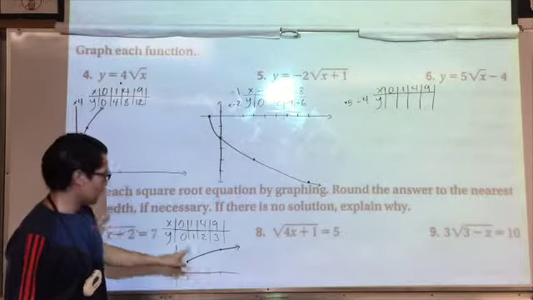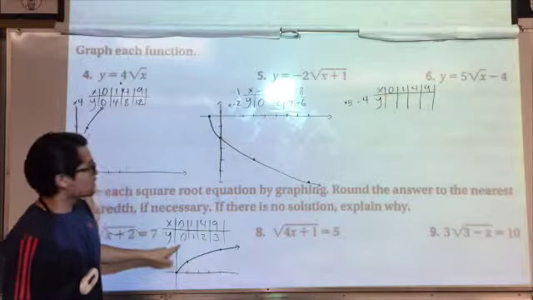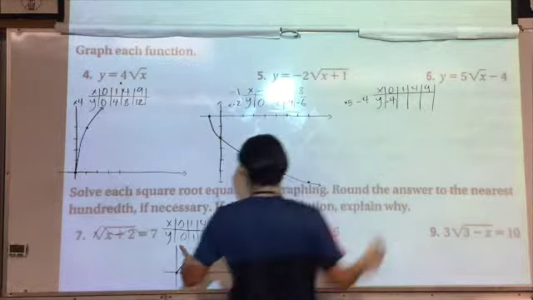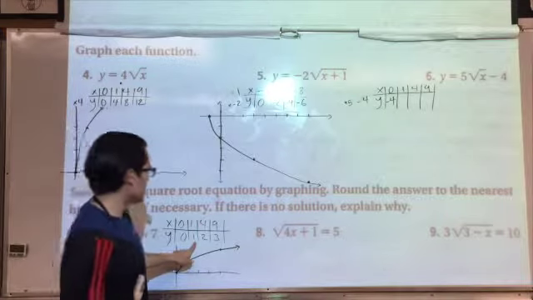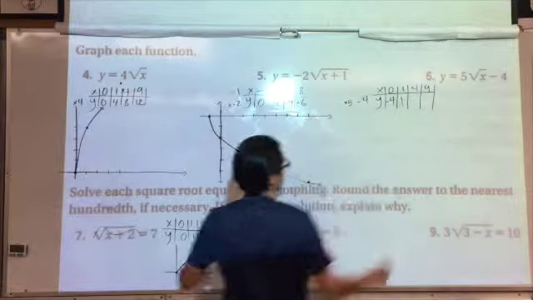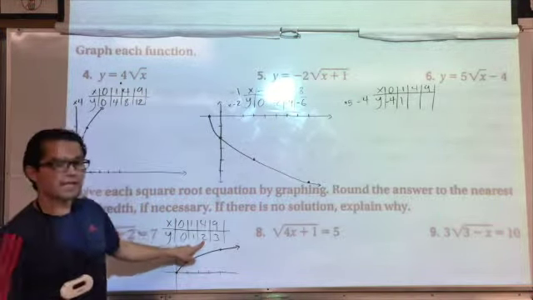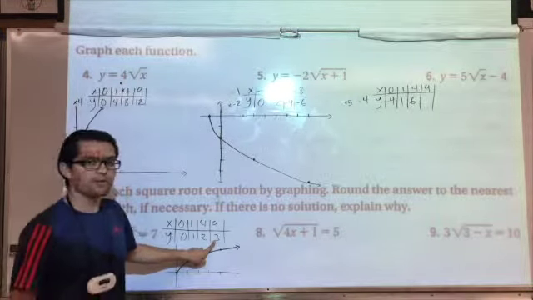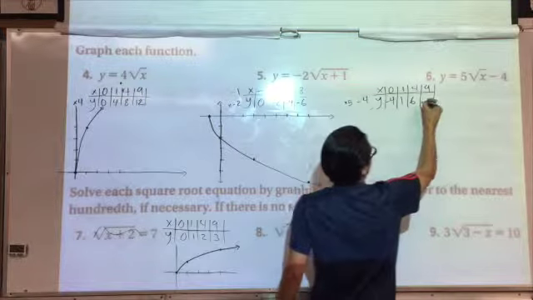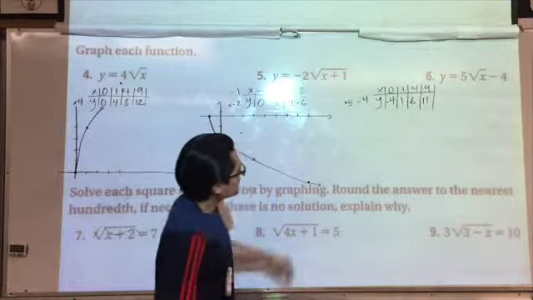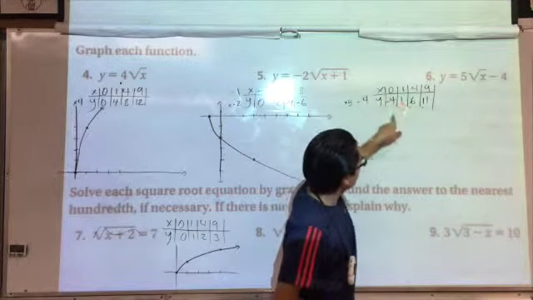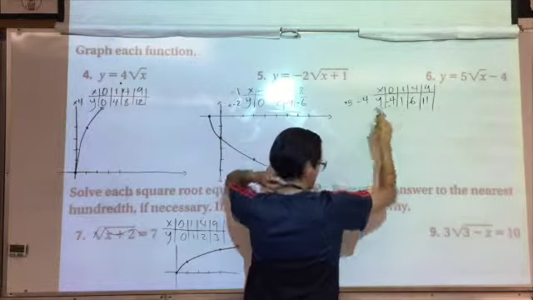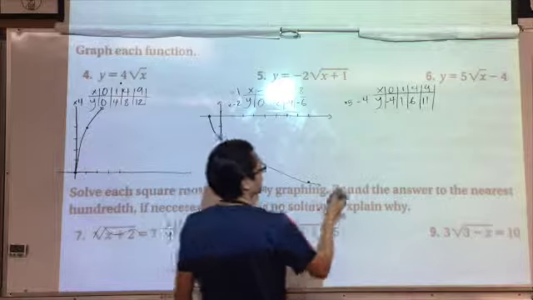Times 5 minus 4 for each one of these. 0 times 5, 0. Minus 4, negative 4. 1 times 5, 5. Minus 4, 1. 2 times 5, 10. Minus 4, 6. 3 times 5, 15. Minus 4, 11. Looks like I mostly have positives in both my x and y values. I do have a negative 4 as a y value, so I must make sure that I include that.